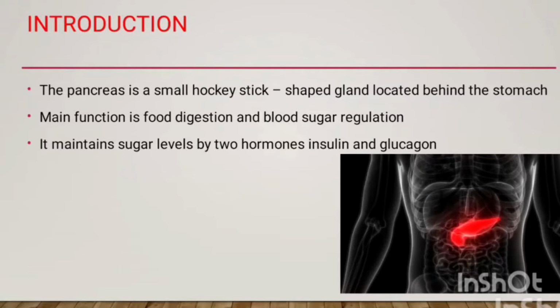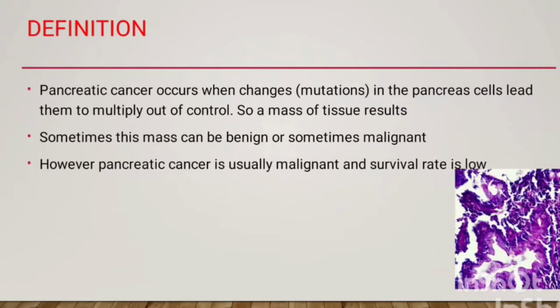So, what is the definition of pancreatic cancer? Pancreatic cancer occurs when changes or mutations in the pancreas cells lead them to multiply out of control. So, a mass of tissue results, and this leads to malfunctioning of pancreas and ultimately to pancreatic cancer.